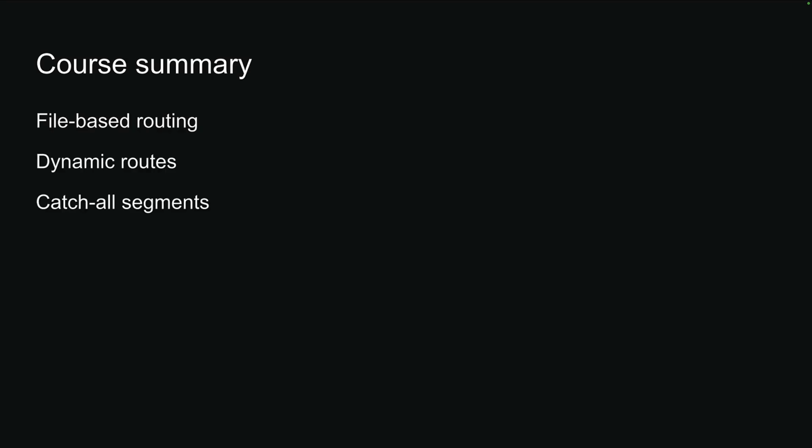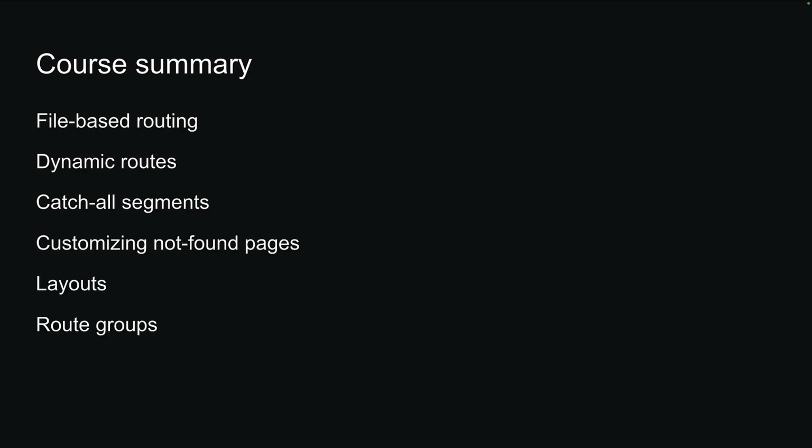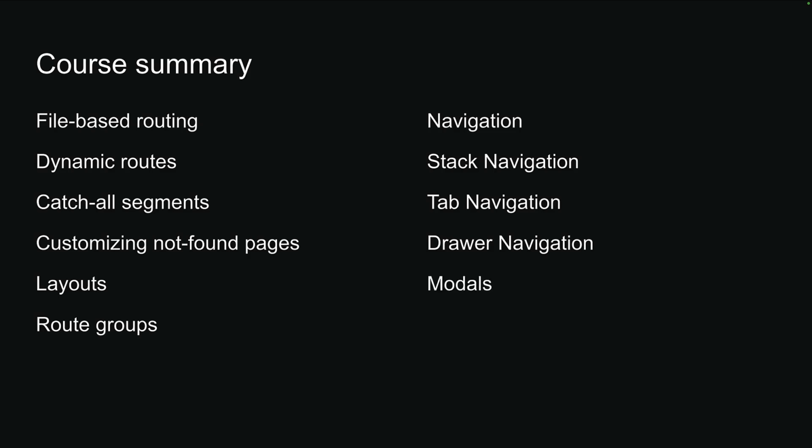All right, with that, we conclude this course on Expo Router. We've covered file-based routing, dynamic routes, catch-all segments, customizing not found pages, layouts, route groups, navigation patterns like stack navigation, tab navigation, drawer navigation, modals, platform-specific code, and finally, API routes. I hope you have a much better understanding of the concepts now than you did before starting this course.